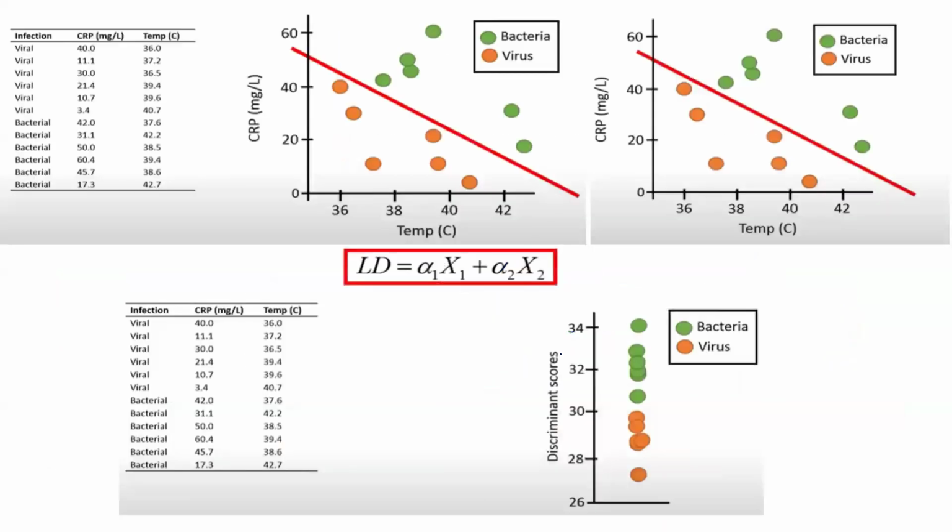Okay, so if I go to the next slide, I have taken temperature along the x-axis and CRP values along the y-axis. This is how the graph looks. These are the points which belong to bacterial patients, and these are the points we have got for the patients with viral infection. And if you look at this particular line, it is able to effectively separate both the classes.